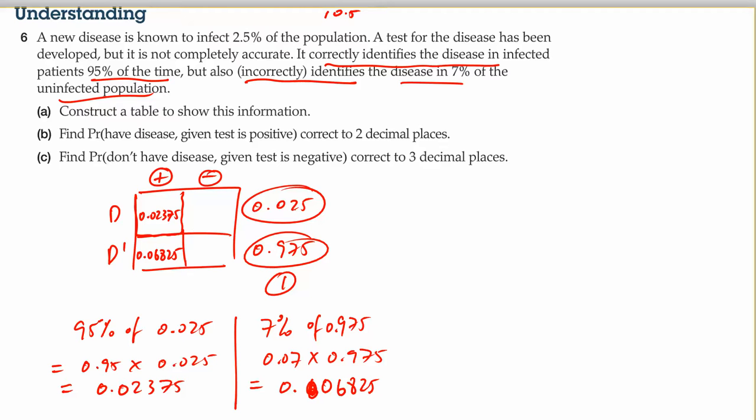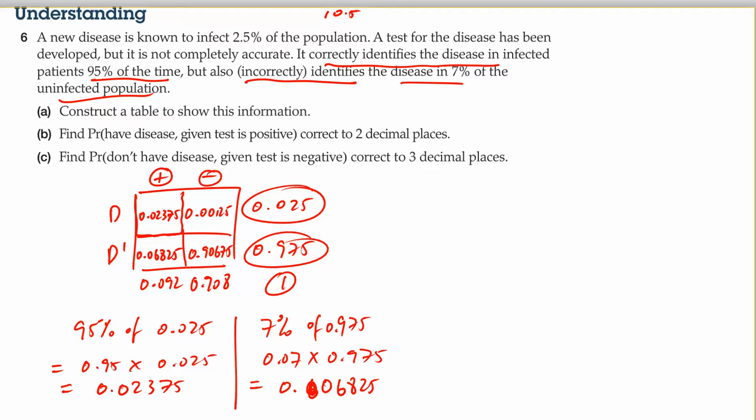Now, I've got enough information to fill in the rest of my table, because this box is simply 0.025 minus 0.02375. So I get 0.00125 on my calculator. This box is 0.975 minus 0.06825. I get 0.90675 on my calculator. I add the columns together. I get a total of 0.092. And I add the total here. I get 0.908. And they should all add up to 1. Okay, so that's the hard work done.